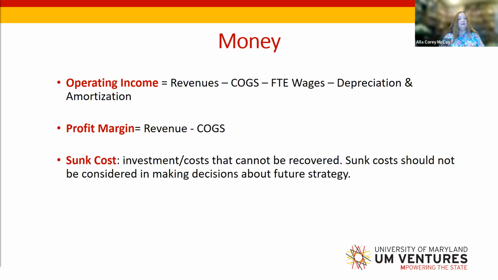Profit margin is revenues minus COGS, revenue minus cost of goods sold. Each industry has standard profit margins that are acceptable. So in the restaurant industry, you want your food costs to be 30%. Other industries have their own standards.